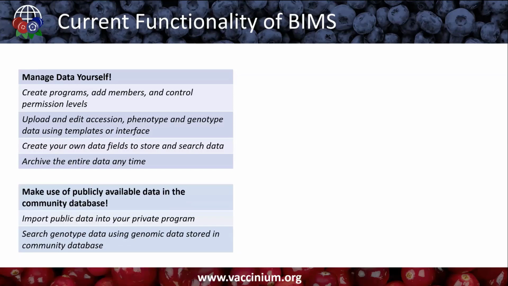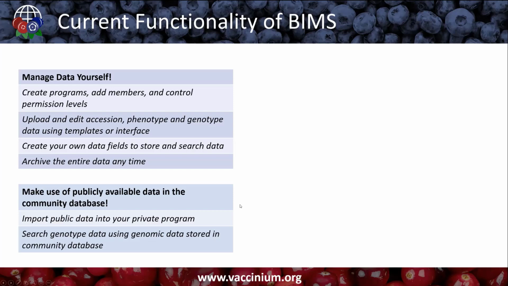And as I mentioned, you can make use of publicly available data in the community database. So for example, if BrAPI produces a lot of phenotype and genotype data and makes it public, then we will load them into GDV, and private breeders will be able to download and import those data into your private program to use with your private data. We do that in WOS-AC.